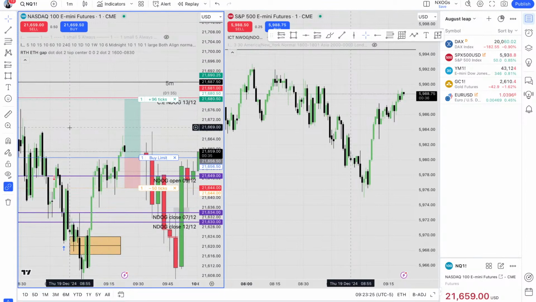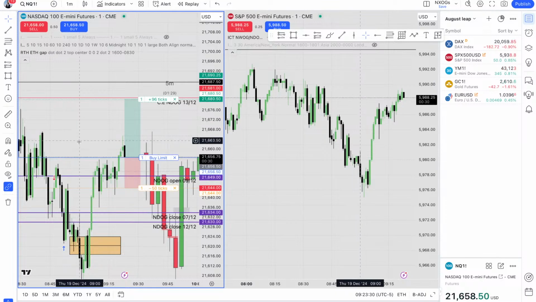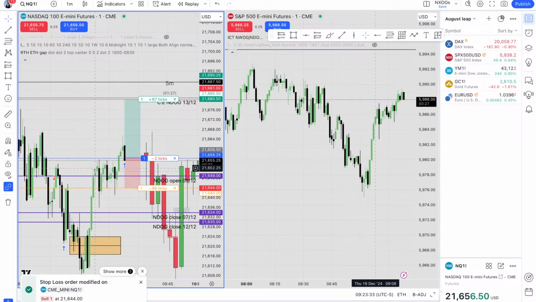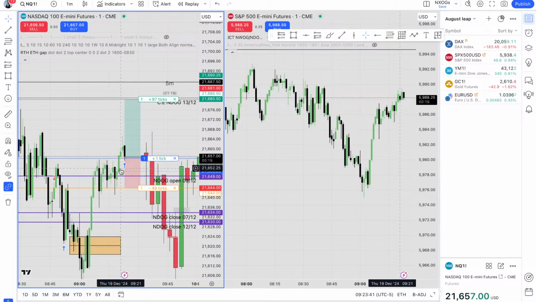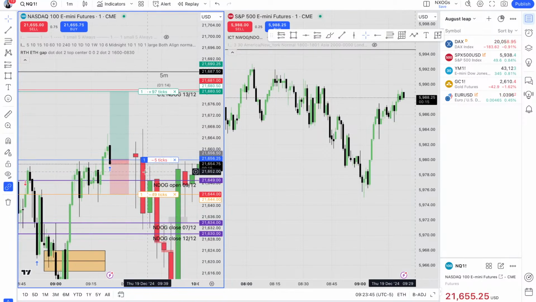So let's see. I always tend to put my entry in the beginning of the fair value gap. You can put it in the middle, but never in the lower, because then it's going to be a very unlikely scenario if it already closed below this fair value gap. It's no good for anyone.